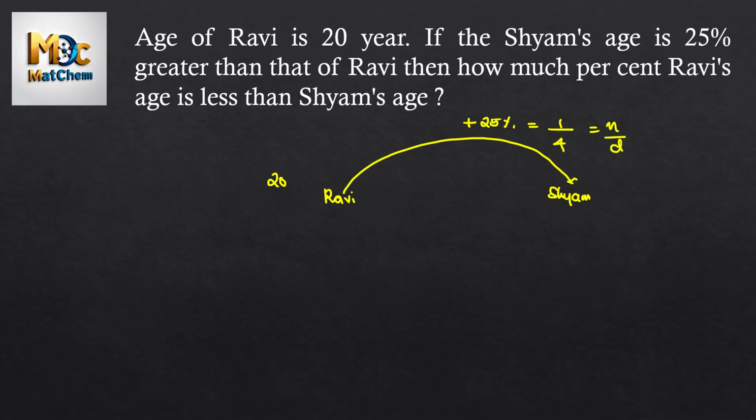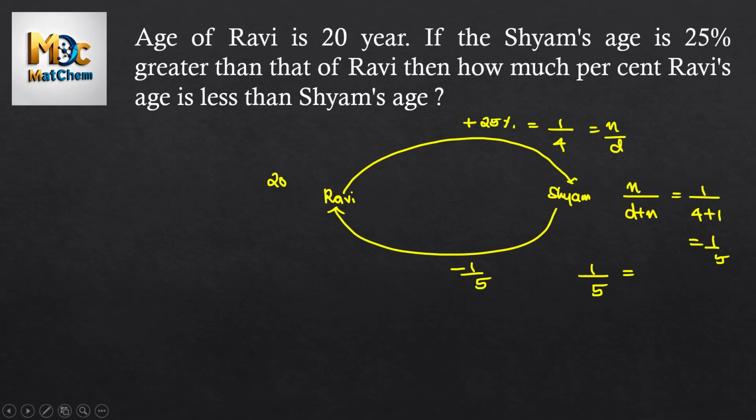Then how much percentage is Ravi's age less than Shyam's age? That means you need to get back to Ravi's age from Shyam's age. So we know that in order to get that, we need to take n divided by d plus n. That will be 1 divided by 4 plus 1, which is 1 by 5. So we need to reduce by 1 by 5. What is 1 by 5? 1 by 5 is nothing but 20 percentage. So if it is greater by 25 percentage, then on the opposite side it will be less by 20 percentage.